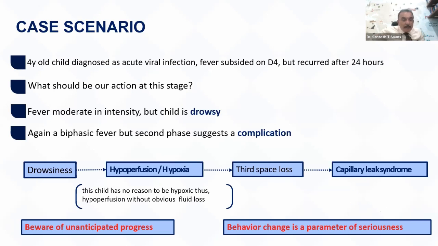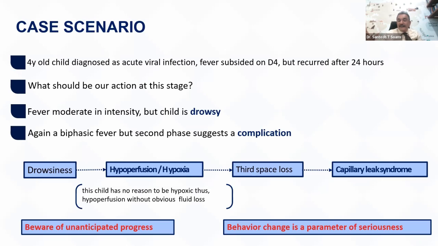So let's go through one more case scenario. This is a 4-year-old child diagnosed to have acute viral infection. Fever subsided on day 4, but recurred after 24 hours. What action should we take at this stage? So the child had fever again after some time. Basically it looks like a biphasic phenomenon. That is, fever came down, and again he has fever. This is called biphasic. What action should we take?